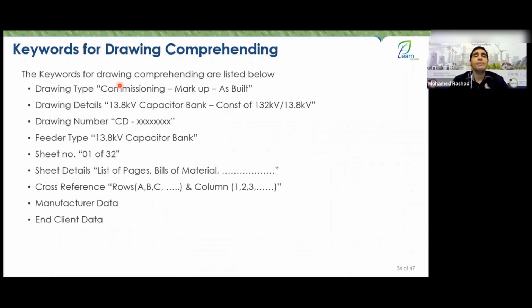They are about the drawing type, drawing details, drawing number, the type of feeder you have, the number of pages you have, the details present on each page, something we call cross-reference, which is the drawing read. We'll see it together. Who is the manufacturer? Who is the end client?